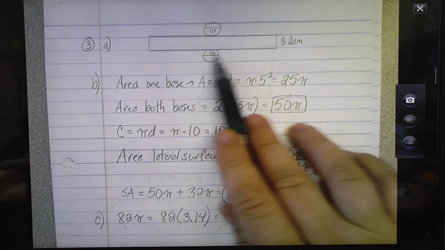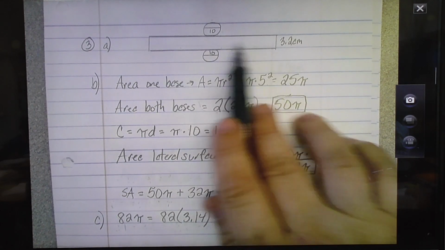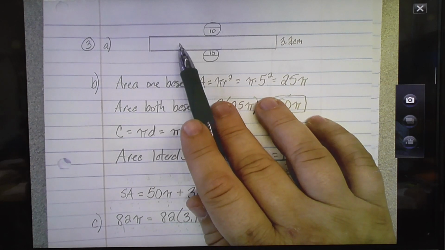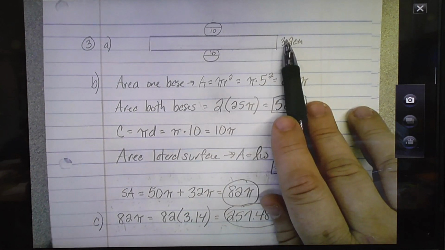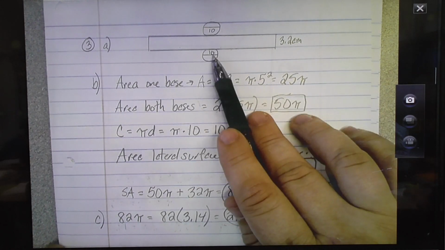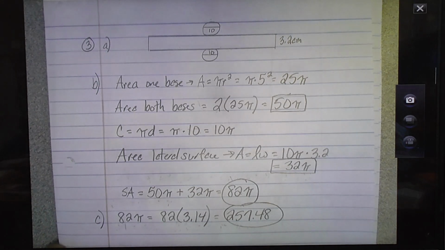So I drew my net, drew me a rectangle. I don't really care how big the rectangle is. I looked at it and it looks like it's pretty short, so I would think it would be a long little short rectangle. That's why I drew it like this. Put my 2 bases. Put my numbers, 3.12 centimeters, 10 centimeters for the diameter.